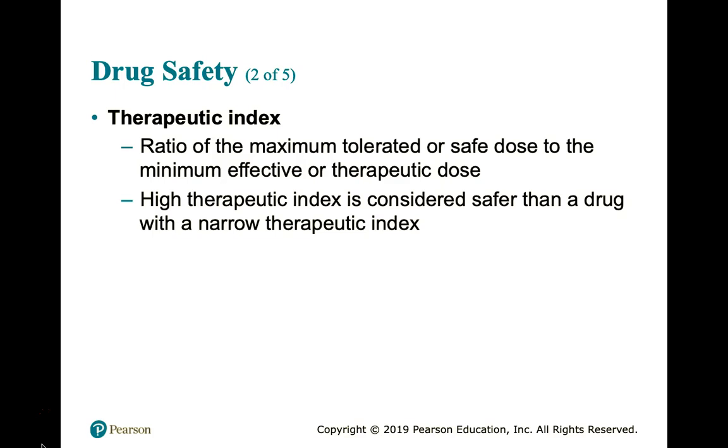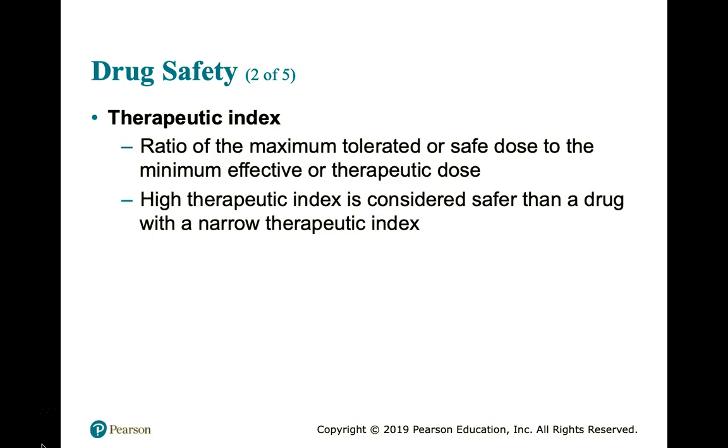If the ratio of maximum tolerated to minimum effective is higher, then it's going to be considered a little bit safer than something that's, in terms of ratios, pretty close to 1 to 1 or 2 to 1. That's a bit more narrow for therapeutic index.